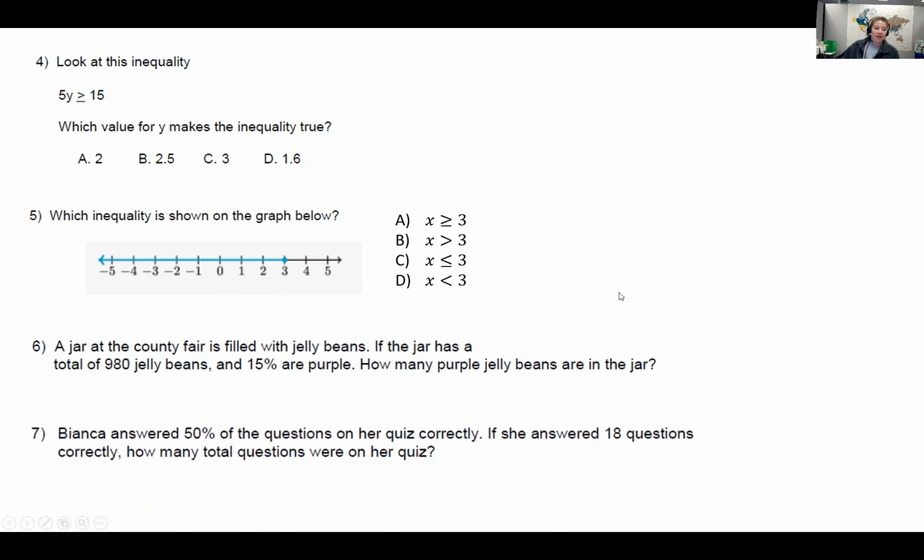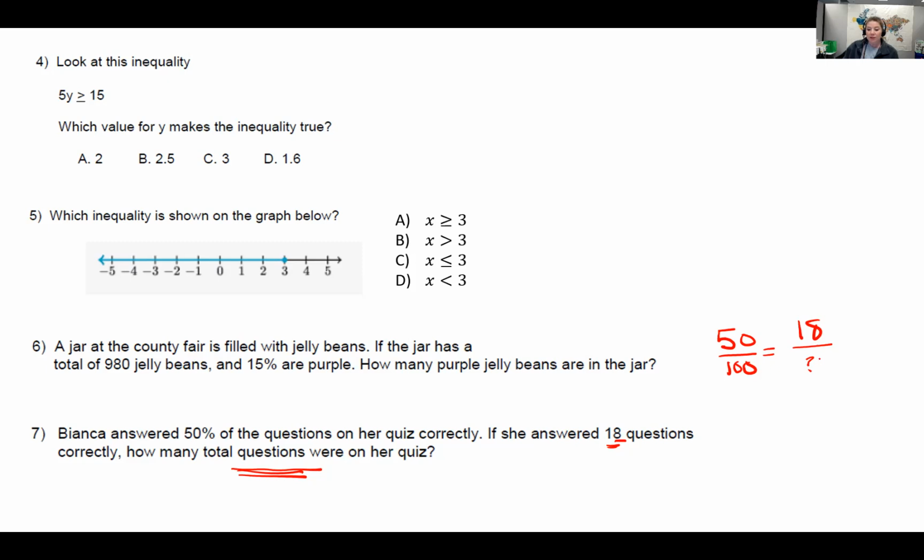Number 7, Bianca answered 50% of the questions on her quiz correctly. If she answered 18 questions correctly, how many total questions were there? All right, so we know that 50% always goes over 100 of what number is 18? 18 is 50% of what number, right?